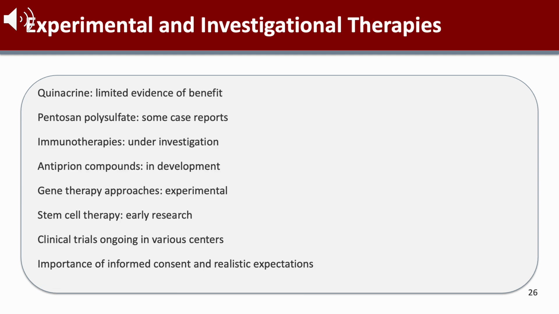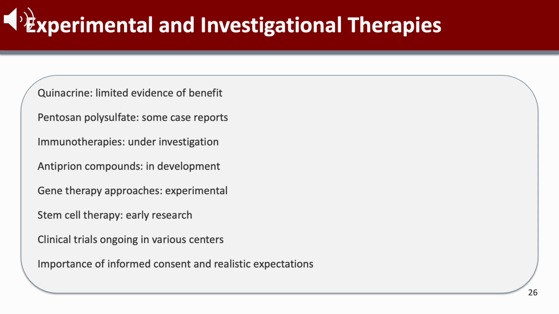Several experimental therapies have been investigated for prion disease, though none have proven definitively effective. Quinacrine, an anti-malarial drug, has been used in some cases based on limited evidence of potential benefit. Pentosan polysulfate, a glycosaminoglycan, has been reported to slow disease progression in some cases. Immunotherapies targeting the misfolded prion protein are under investigation.